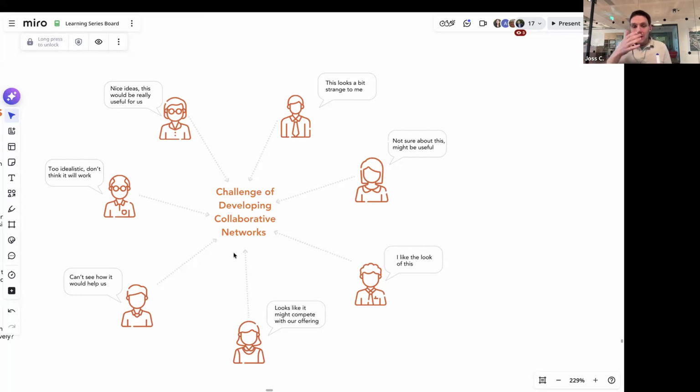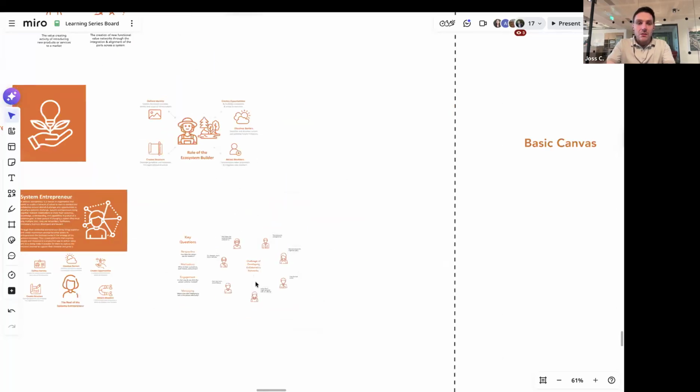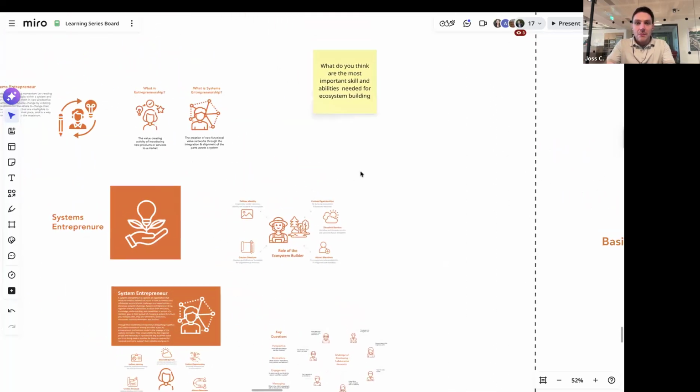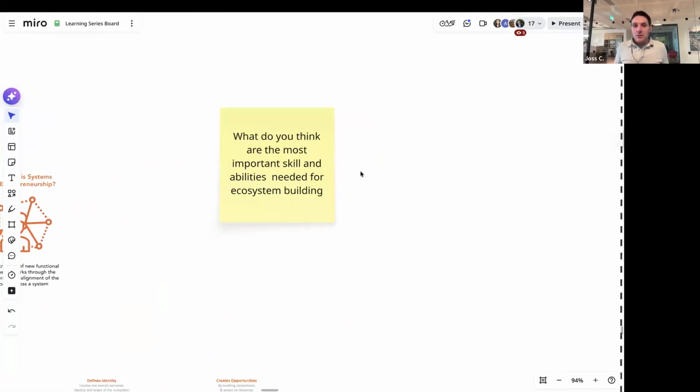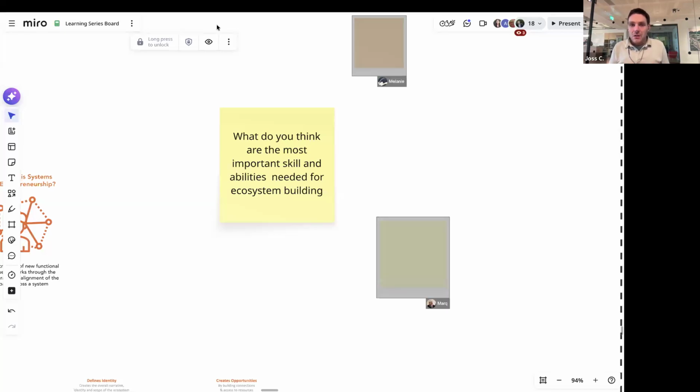Okay, so hopefully that gives you an idea of some of the challenges here. What do you think are some of the most important skills and abilities needed to do this sort of work? Maybe we'll take 2 minutes to have a think about that. I just want you to play with this so that you're starting to think about the challenges and skills you'd need to go about doing it.